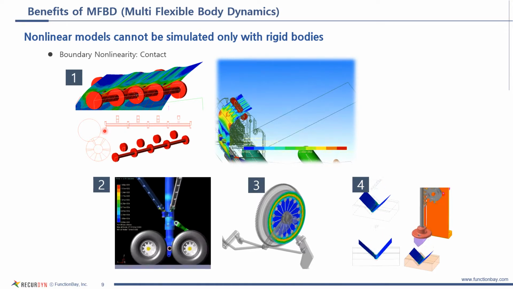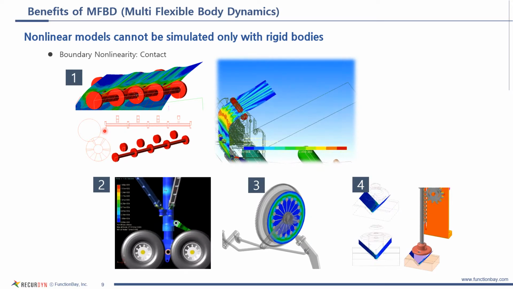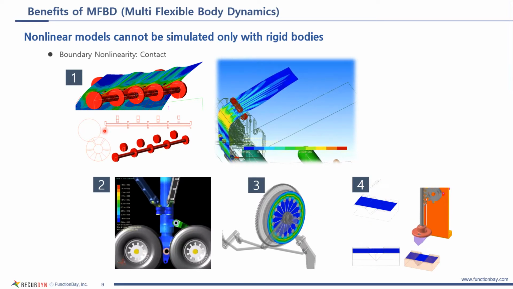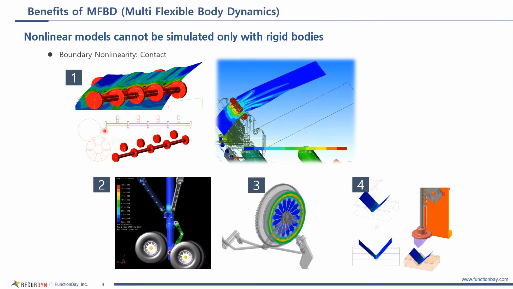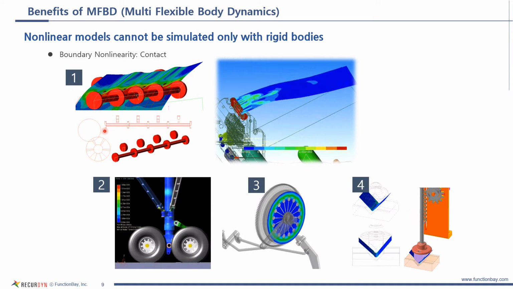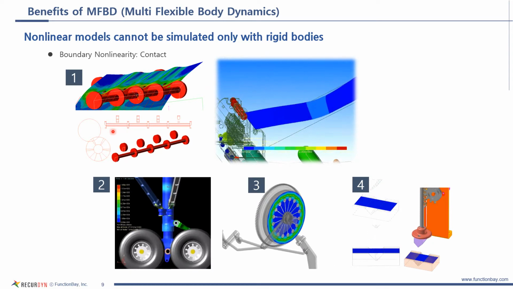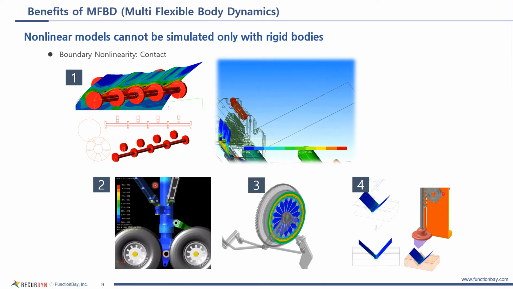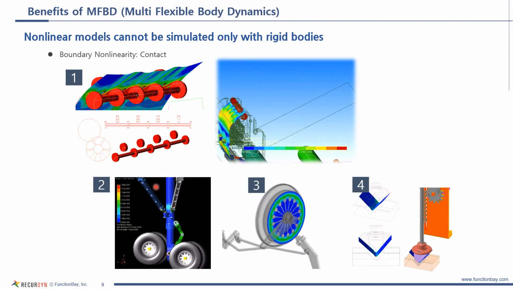The third is boundary nonlinearity for contact. Contact is an important element in multibody dynamics, and it is also an essential element in nonlinear simulation. Let's look at the simulation of the paper discharge behavior of a printer first.